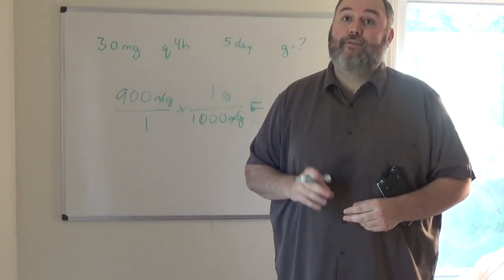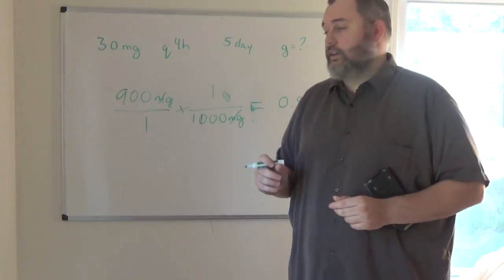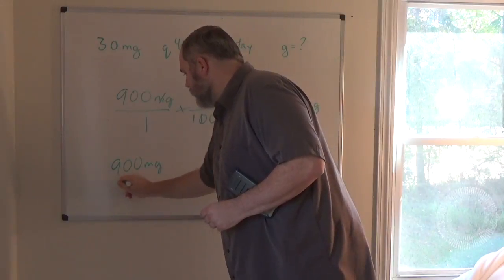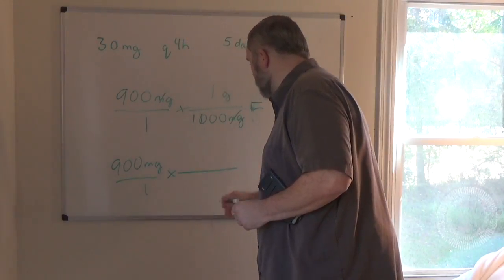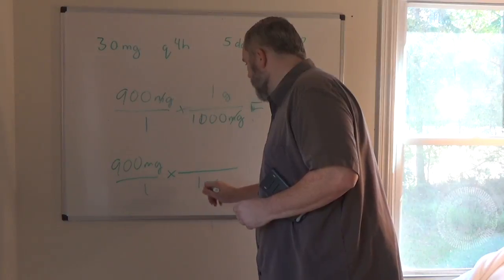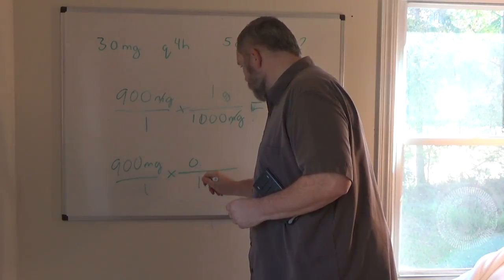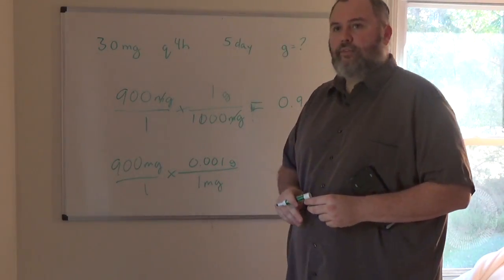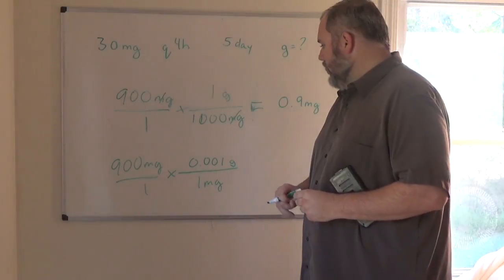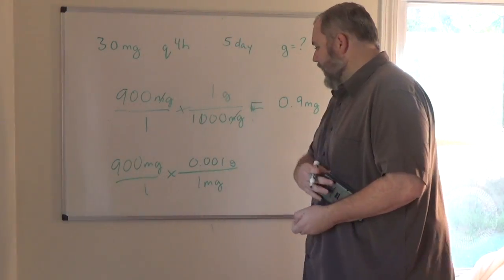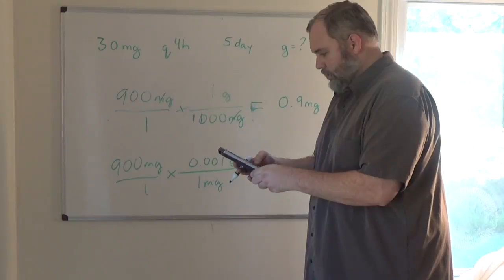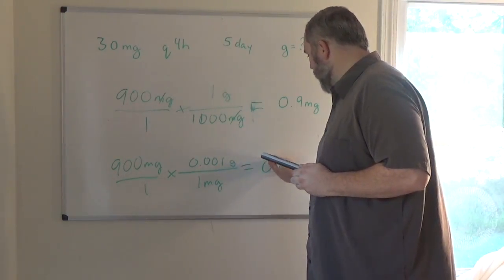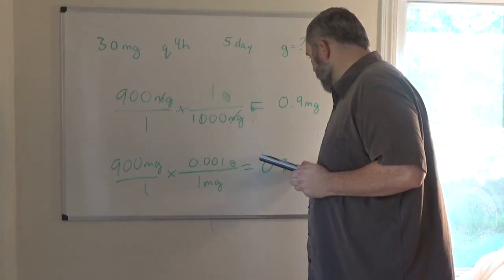However, some of you may have found another conversion factor. You may have found this: that 1 milligram is equal to 0.001 gram. You may have seen that. When you work this out, making sure my math is right here, you also get 0.9 grams.